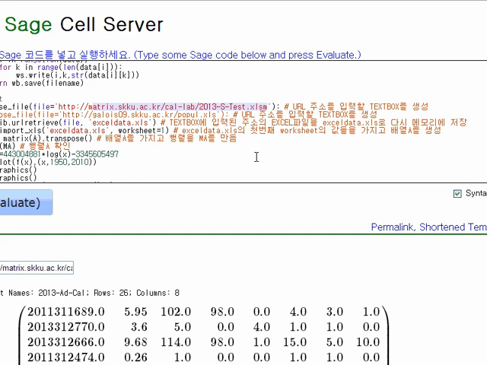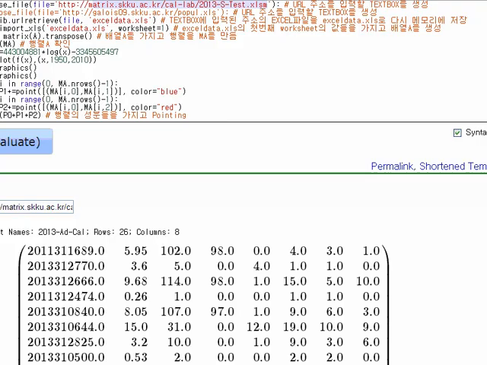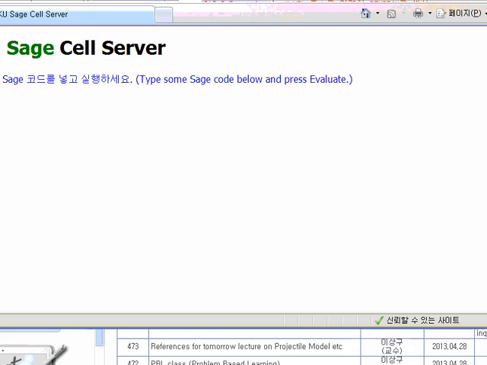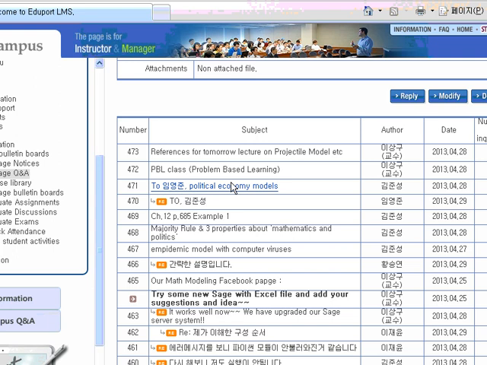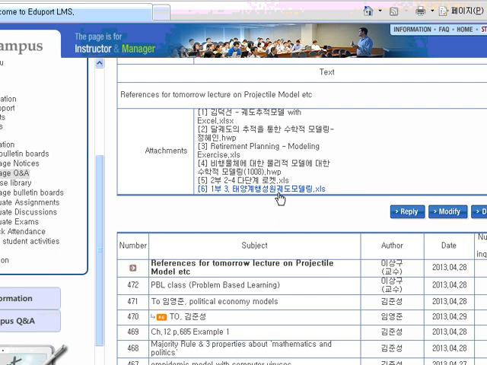So there are really many things that can be done in here. Okay, what else? Anyway, those are the things that I have uploaded for you, so you may refer to them.